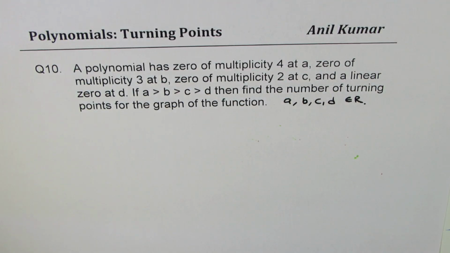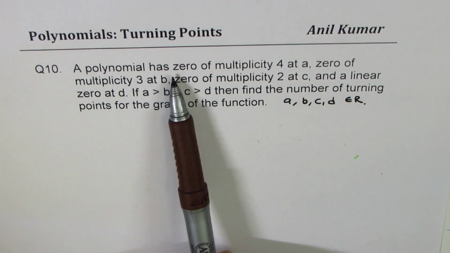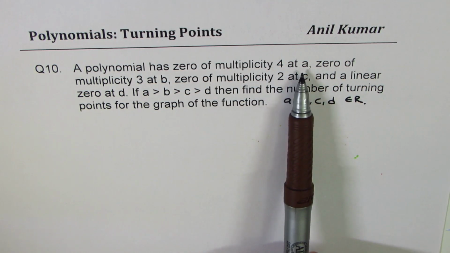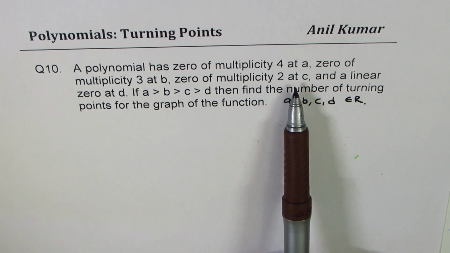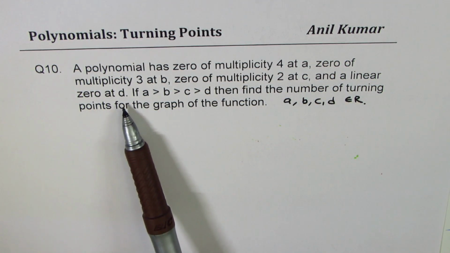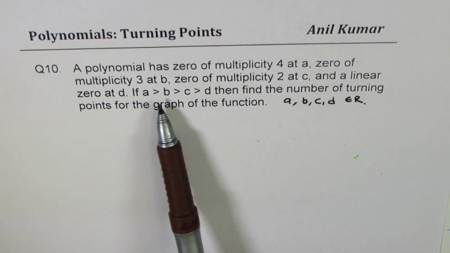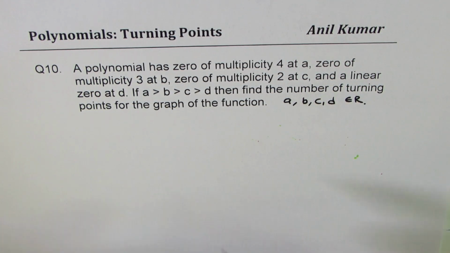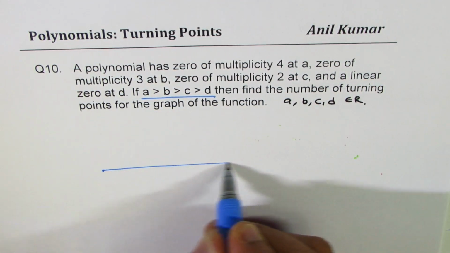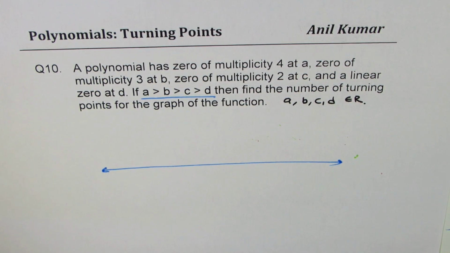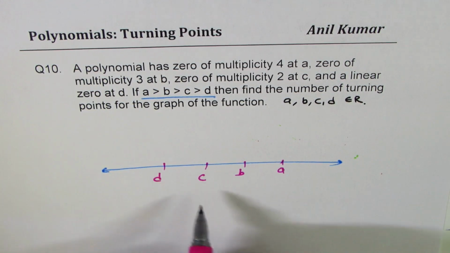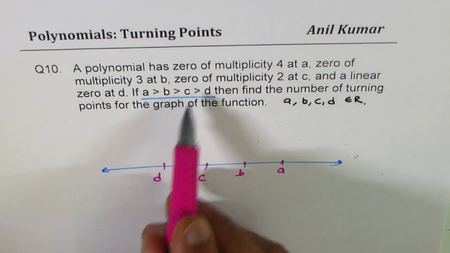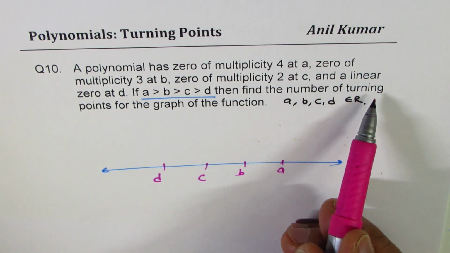The last question here is, a polynomial has zeros. Rather, a polynomial has zero of multiplicity 4 at A, zero of multiplicity 3 at B, zero of multiplicity 2 at C, and a linear zero at D. If A is greater than B, that means A is on the right side. So that basically means on x-axis, we have point A on the right side, then we have B, and then we have C, and then we have D, right? So that is what it is. A is greater than B is greater than C. Then find the number of turning points.